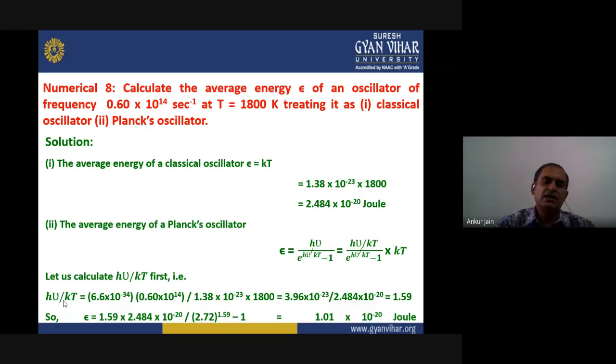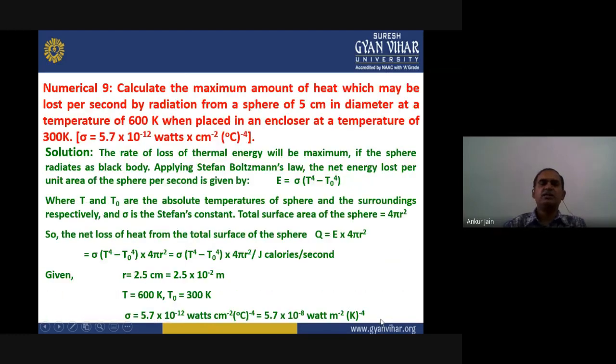So epsilon will become 1.59 into 2.484 into 10 to the power minus 20 divided by 2.72 to the power 1.59 minus 1, and the answer of this expression will become 1.01 into 10 to the power minus 20 joule. Now let us go to the next numerical.